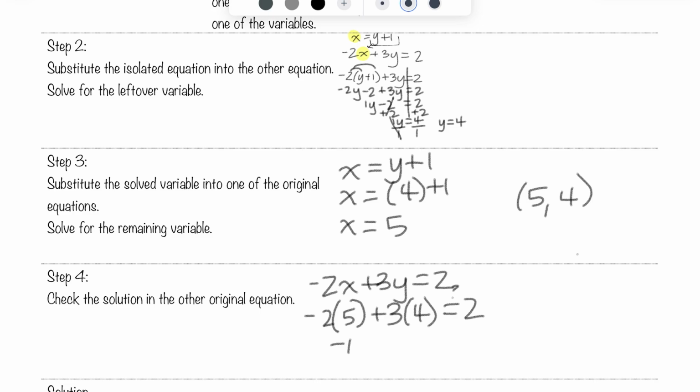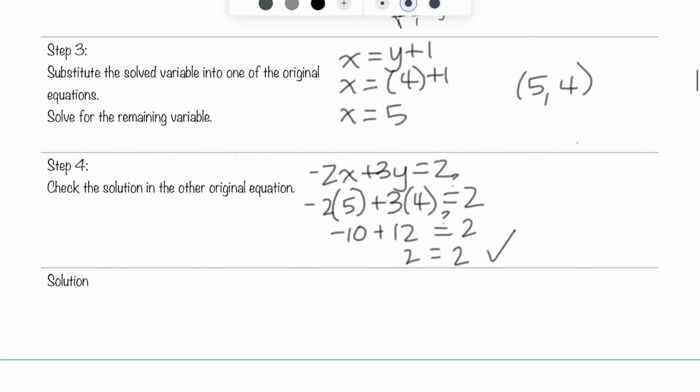-2 times 5 is -10. 3 times 4 is 12. Is that equal to 2? Well, -10 plus 12 is 2. 2 equals 2. So 5, 4 is my solution.